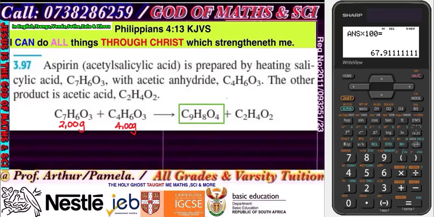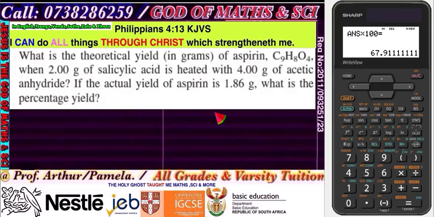If they want us to calculate the mass of that, it is going to be called theoretical. Hence, there must be an actual mass of this one given. So when you go further, it says the actual mass of aspirin is 1.86 grams. What is the percentage yield? You see, that one we don't need, 1.86. We'll need it later when we're doing the percentages. Are we together on this one, right?